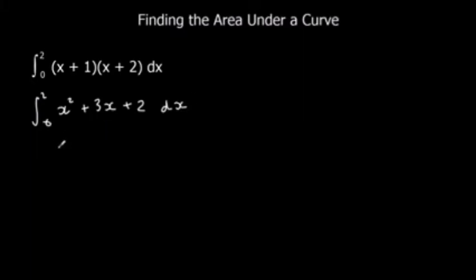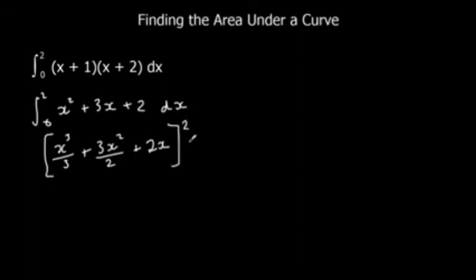So if I integrate the first term there, I add 1 to the 2, x raised to the power 3 over 3. I add 1 to the power there, 3x squared over 2, plus 2x. We are not adding our constant, as I've said, between the limits 2 and 0. Good. So as usual, what do we do next? We substitute, isn't it?